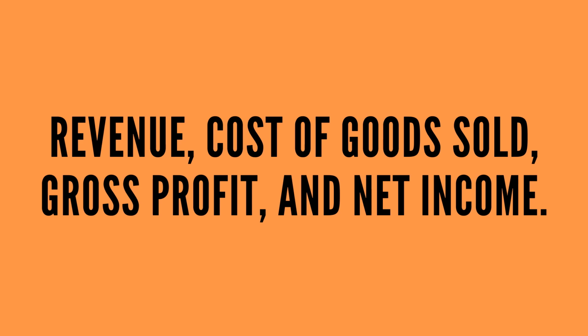But we're not done yet. From gross profit, we subtract operating expenses like rent, utilities, and salaries to get to net income, the all-important bottom line. Example, after subtracting $20,000 in operating expenses, the store's net income would be $30,000. Gross profit tells you how efficiently you're producing your goods, and net income shows how much profit you're keeping after covering all your costs.